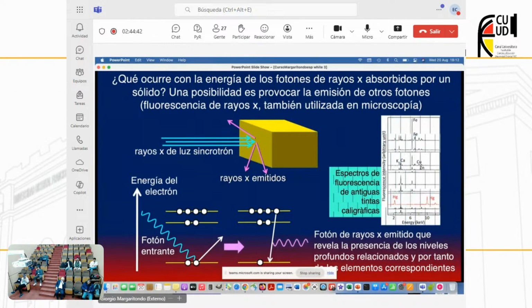Let me just give you one example. We wanted to know in the manuscript analysis what was the chemical composition of the inks that were in the letters. And with this technique, we could get fluorescence spectra from different regions, and we could see all the different elements that characterize the ink. Okay, so this is a second class of X-ray microscopy techniques.